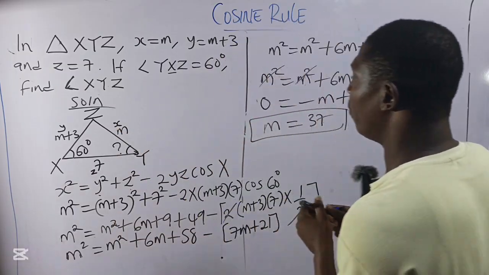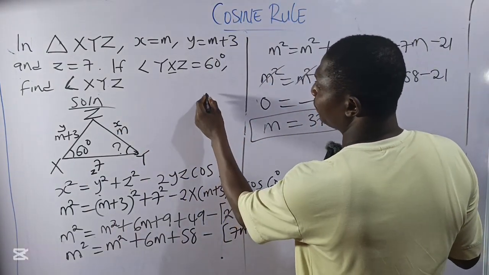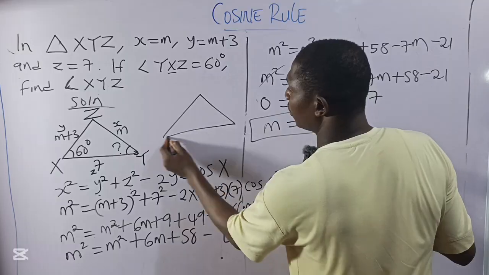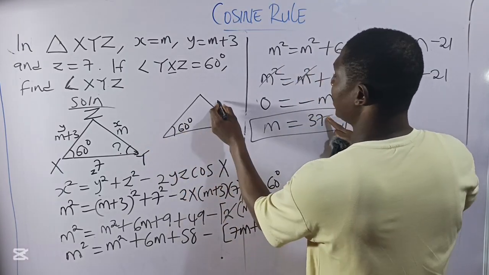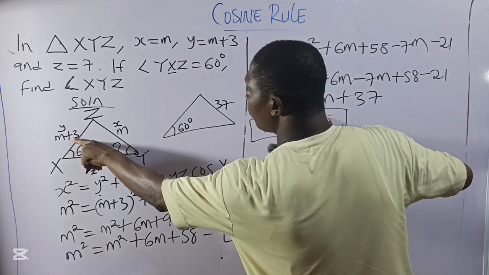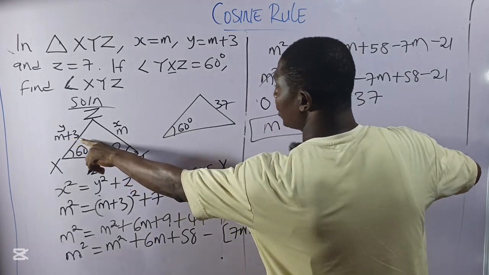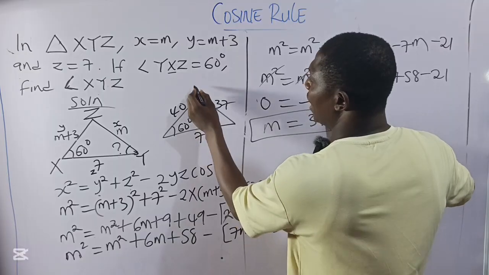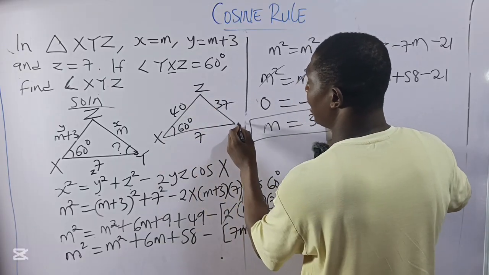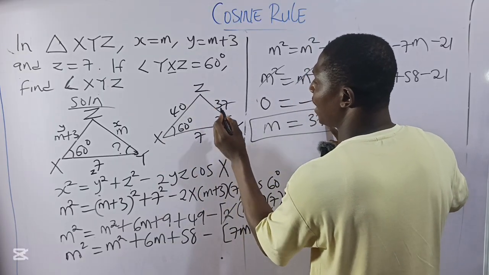Now, I can redraw another triangle. This is already 60 degrees. My m is 37, so I can put my 37. M plus 3 means 37 plus 3, which gives me 40. And here remains 7. This is my z, this is my x, and this is my angle Y, which is my question.